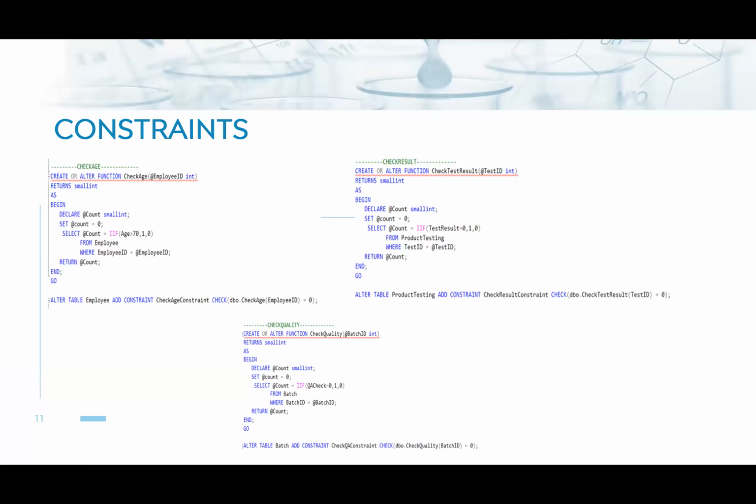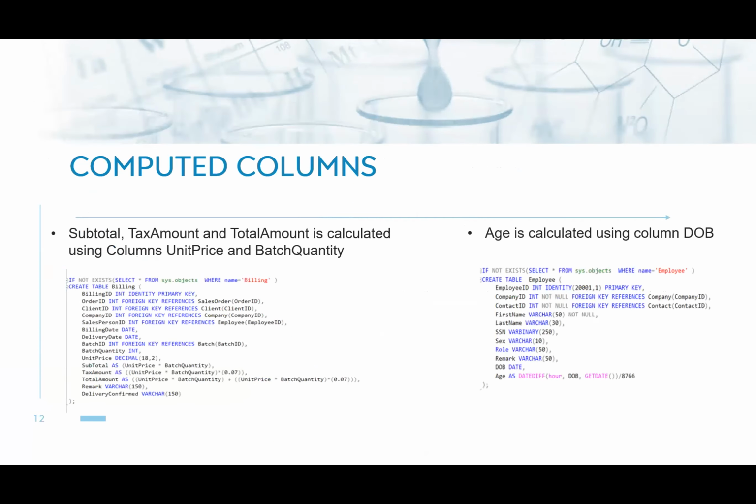We have added 3 constraints: check age, check result, and check quality. Check age is to check if the employee is retiring and if his age is greater than 70. Check result and check quality are for testing the product so that if it fails at any stage, it doesn't go forward.